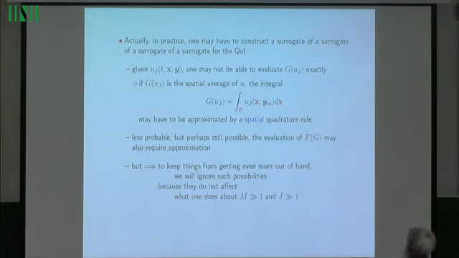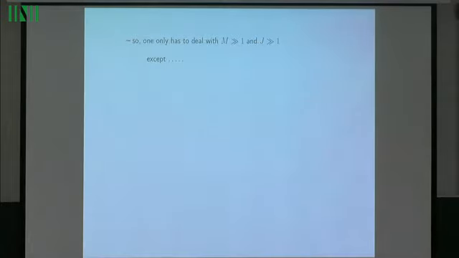because you may not be able to evaluate the G exactly. G, for instance, could be the spatial average of the surrogate for the solution of the PDE. We may not be able to compute this integral exactly, so that introduces another source of error. And less probable, but possible, you may not even be able to evaluate f of g exactly. But to keep things from getting completely out of hand, they already are, but could get worse, we will ignore these two possibilities, and we ignore them because they don't really affect what one does about these two large numbers, m and j, which are the numbers we have to deal with. So I'll deal mostly with j, but a little bit with m.